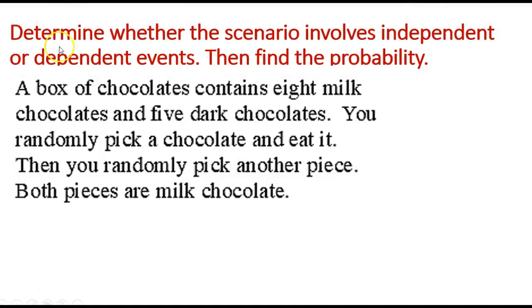So look at the problem. Determine whether the scenario involves dependent or independent events, and then find the probability. A box of chocolates contains 8 milk and 5 dark chocolates. So the total outcome is 8 plus 5, which is 13. That's the total possible outcome. Then you randomly pick a chocolate and eat it, and then you randomly pick another one. So there are two picks there.